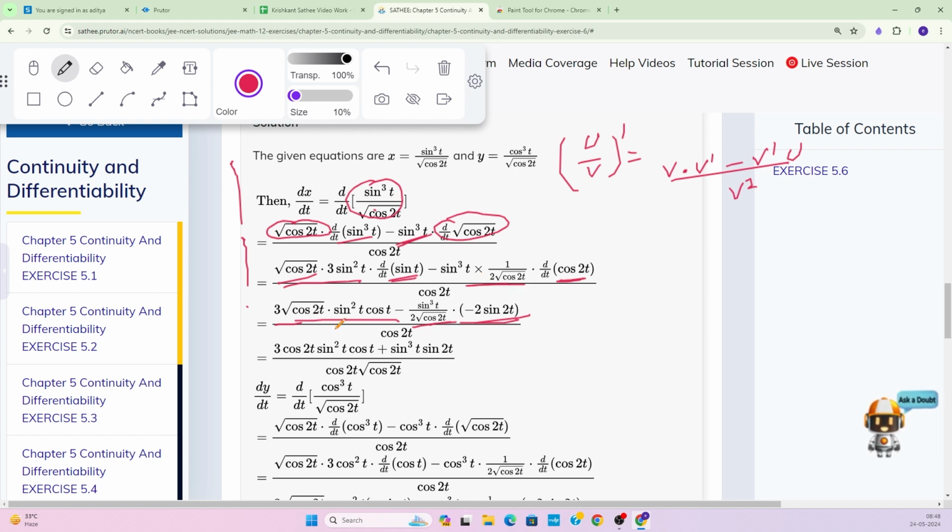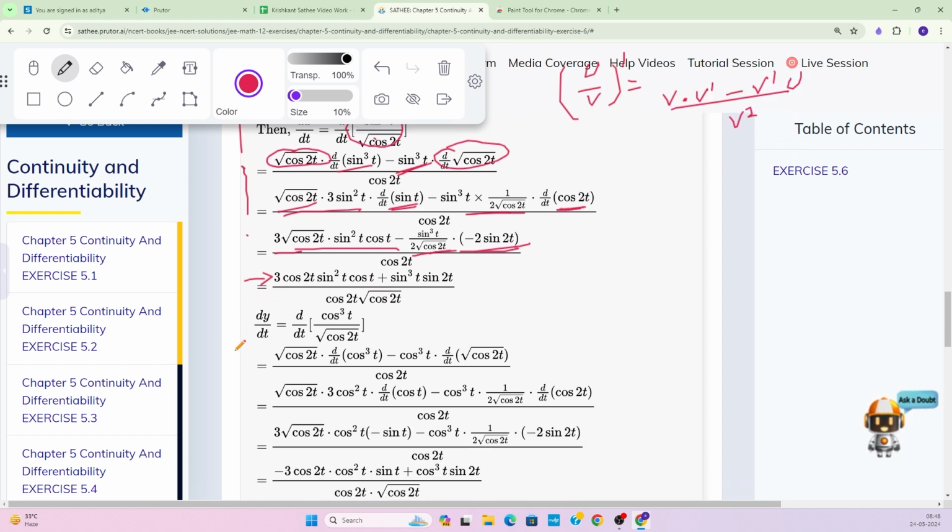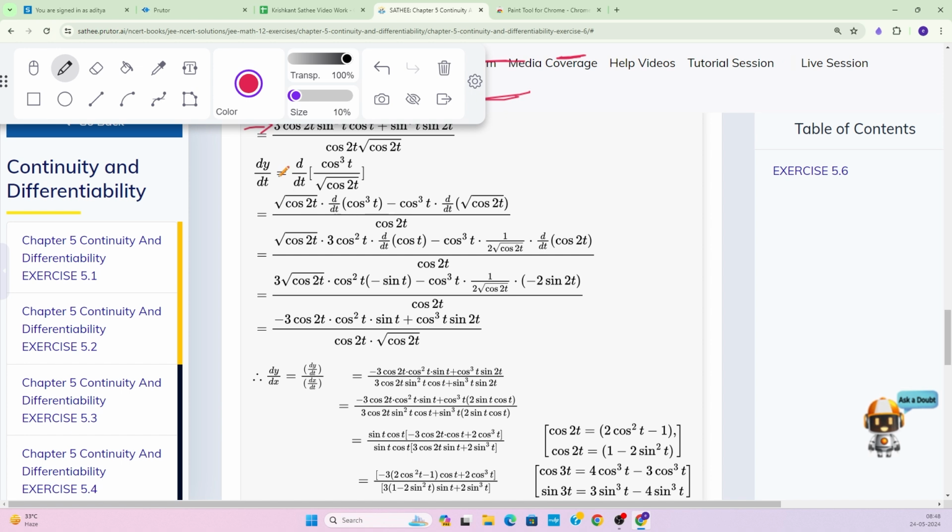So what we are left with now is just simplifying things. Take the LCM from the numerator. You will have your expression like this: 3 cos 2t sine square t cos t plus sine cube t sine 2t, divided by cos 2t root cos 2t. Now what will dy over dt be? The differentiation of this with respect to t.